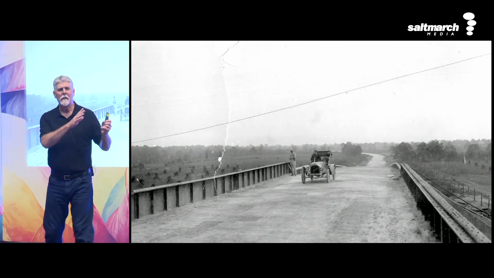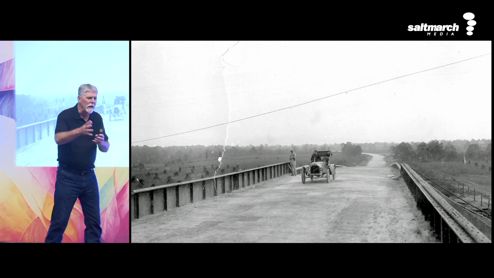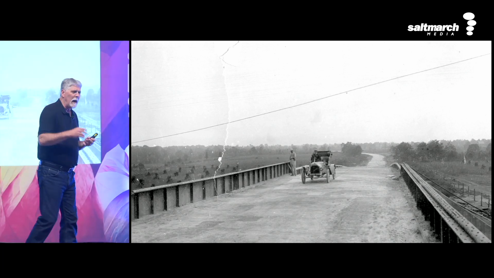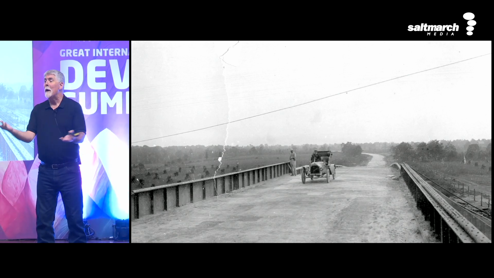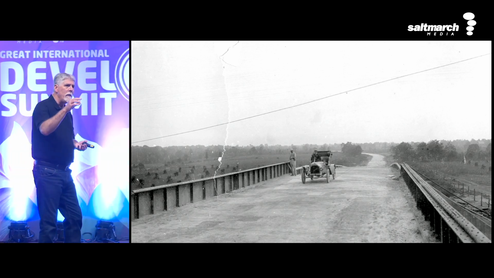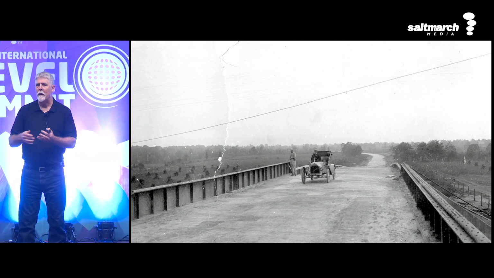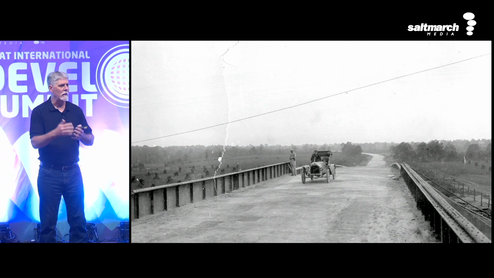So let's take a look at this image. What you see on the screen here is a road. It's a bridge crossing over a river, connecting two sides. And that bridge, let's say, represents our architecture. It's the structure. And the cars going across there represent requests going through the system. Okay, so there's our analogy.